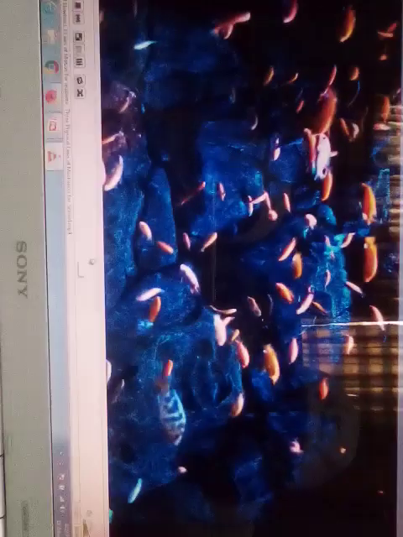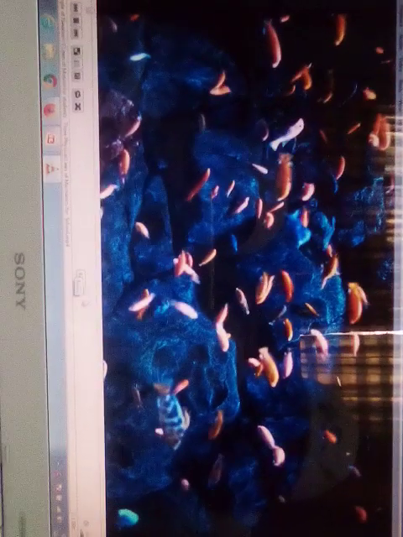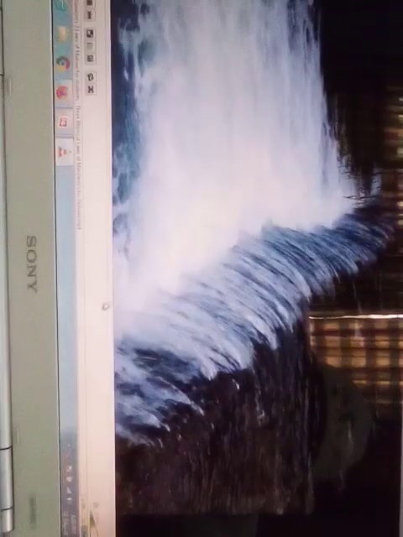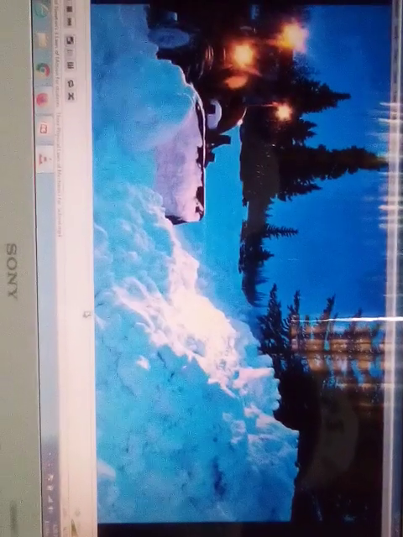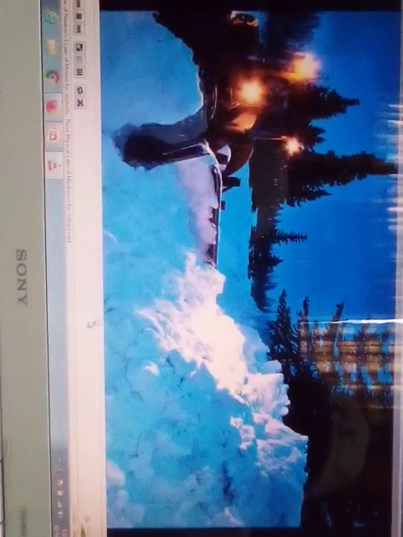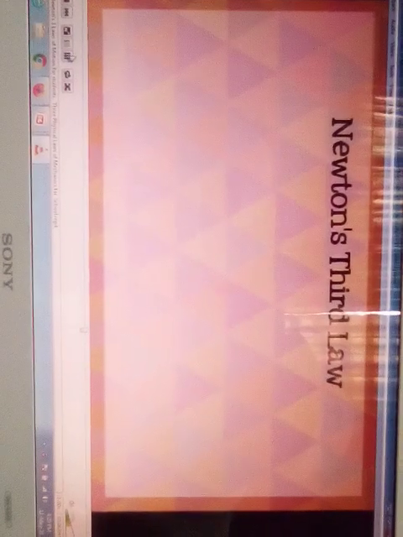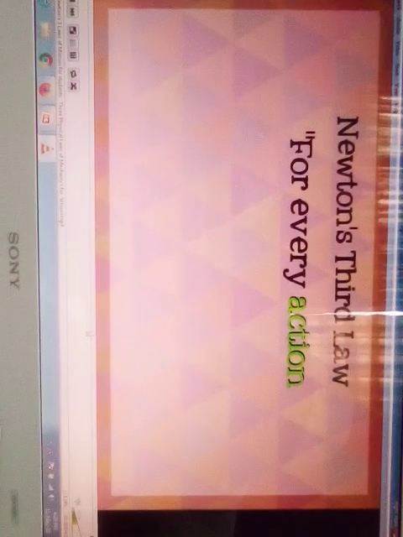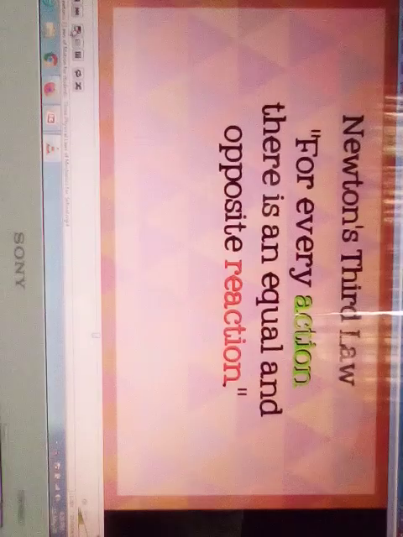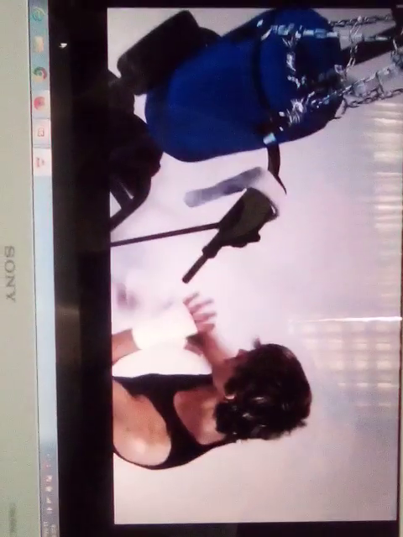There are a lot of things happening in the world. The greater the mass of the object, the more force it will take to accelerate the object, and applying more force will make the object move faster. Newton's third law of motion says that for every action, there is an equal and opposite reaction. If you exert a force on an object, it exerts an equal force back on you.